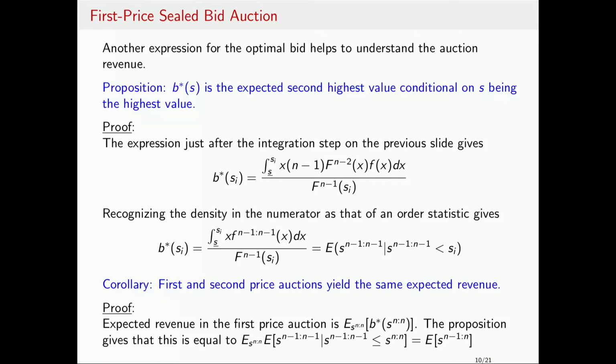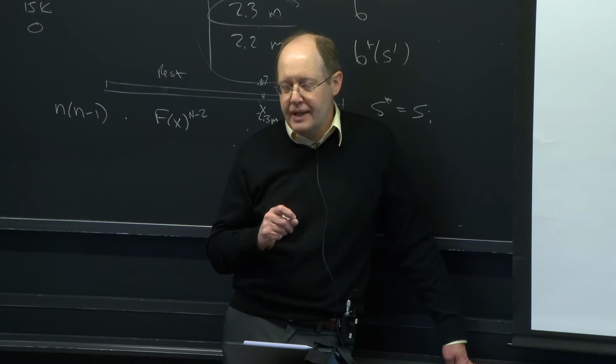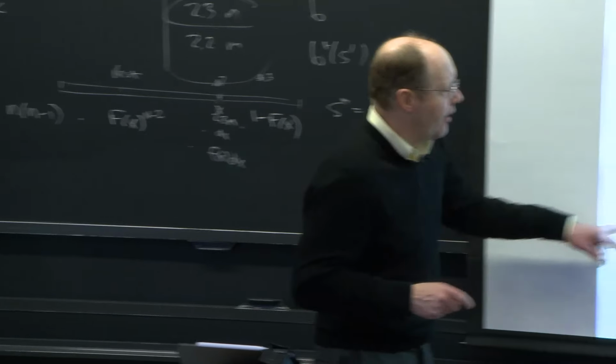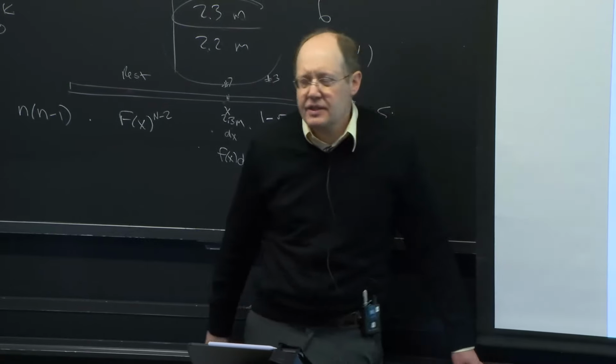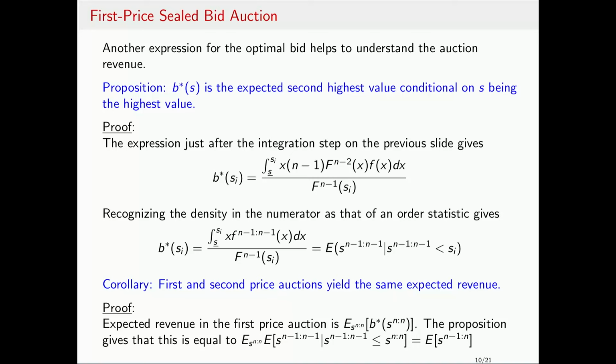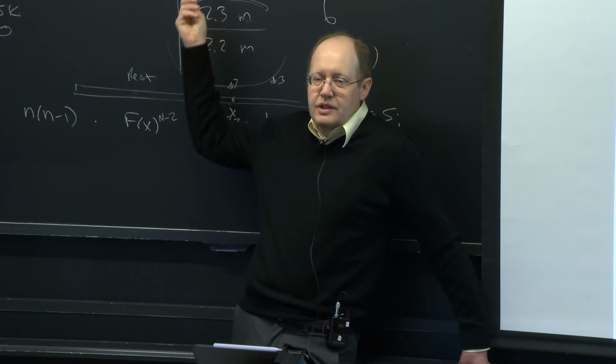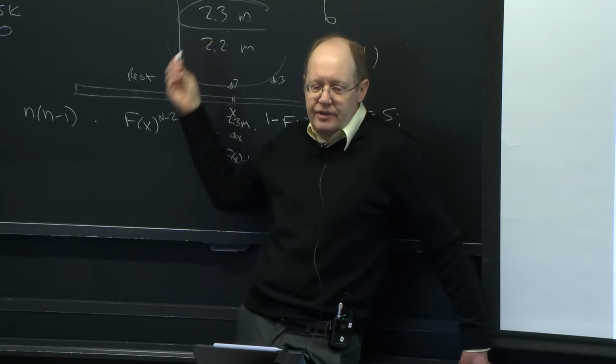So, a third way to think about bidding is in terms of markups. It turns out that what the markups imply is that the way you bid is you take your value, think about what the second highest value would be, and you bid that in expectation. A corollary of that observation is that first and second price auctions yield exactly the same expected revenue to the seller. In the second price auction, you're always getting the second highest value as your revenue, so the expected second highest value is the revenue.